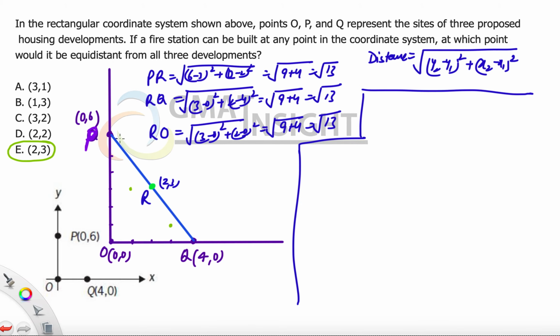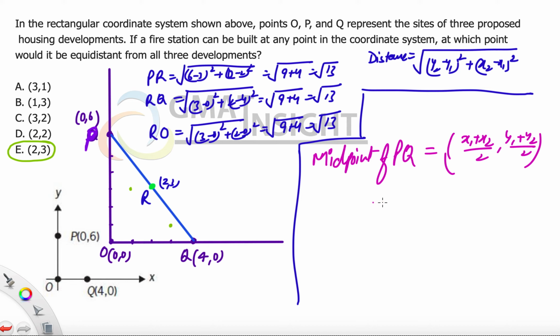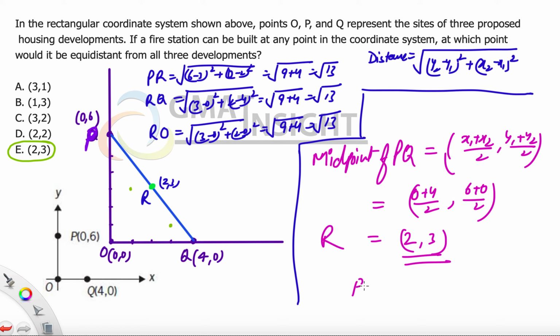The second thing that you could have done was calculate the midpoint, because a point which is equidistant from P and Q will be the midpoint of PQ, and the midpoint formula can be represented as (x1 plus x2) divided by 2 comma (y1 plus y2) divided by 2. So using this also we could have done it this way: (0 plus 4) divided by 2 comma (6 plus 0) divided by 2, and if you work it out, this comes out to be 2, 3. So this is the exact way of finding the coordinates of point R, which gives you answer option E.